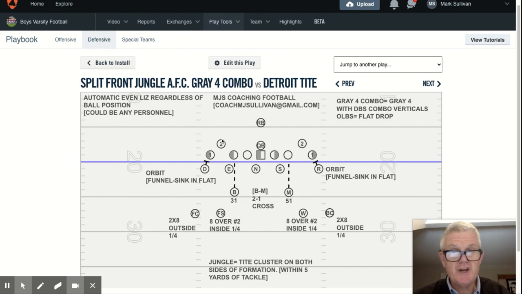If they motion out to a 3x1, we will check steel. Okay? Check steel. As always, please, you have to see my 3x1 playlist for the check steel.